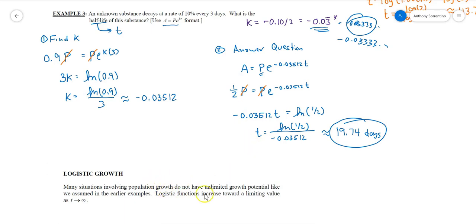Logistic growth, they talk about in the textbook. You may see a question come at you regarding it, because it's really not going to ask you to do a whole lot. It's going to ask you to do some plug and chug. It's going to ask you to do some things where you may have to manipulate the overall equation and solve for something. So we're going to see some examples of this.